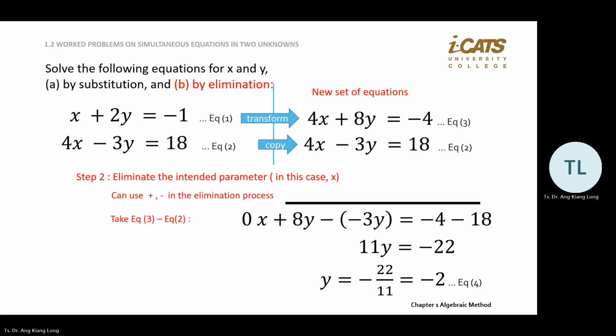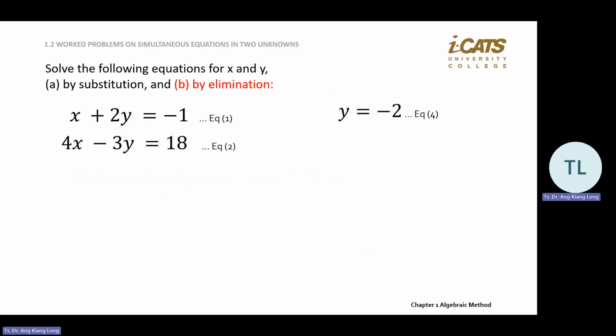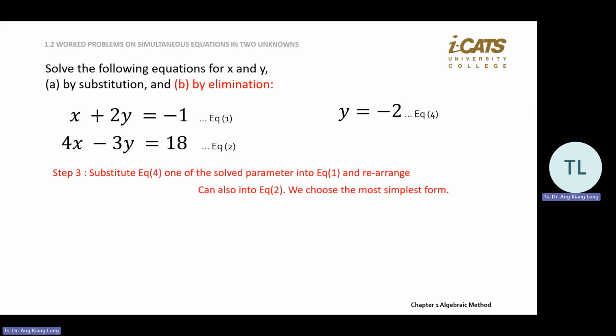Okay, minus y equal to minus 2. How do you get x? Use back the substitution method. Okay, you get y equal to -2, which is equation 4 already. So the rest is the substitution.